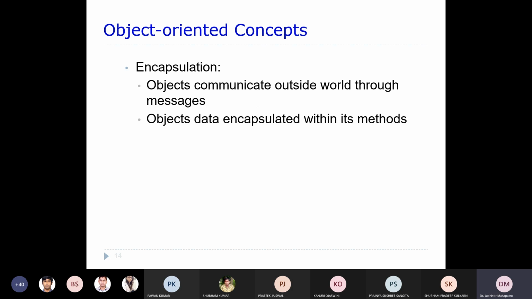So the other concept here is that objects communicate with the outside world through messages. That is what we have seen, right? An object's data is encapsulated within its methods. So you can understand, your data and methods are actually encapsulated. And if anything needs to be given to the outside world, that will be done through message passing, right?